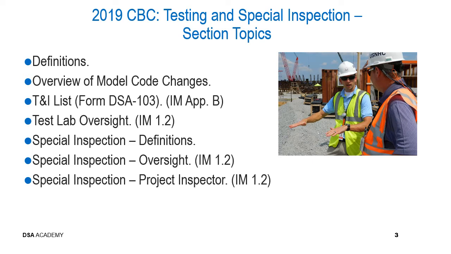Moving on, in the third bullet, we'll also go through test and inspection lists that are going to be on the form DSA 103. Note in parentheses it says IM Appendix B, so that would be the inspector manual, Appendix B. That one might get moved around or revised, so just be aware of that in the next version of the inspector manual. We'll also go through the test lab oversight, and then the last three relate to special inspection. Again, we'll provide definitions and then oversight as it relates specifically to special inspection, and then also some special inspection items that might get performed by the project inspector.